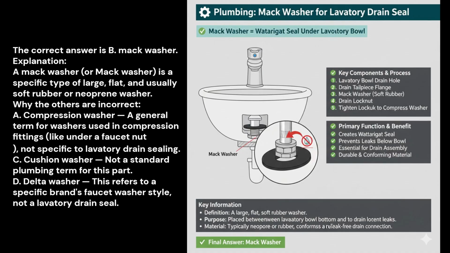Why the others are incorrect? A. Compression washer, a general term for washers used in compression fittings, like under a faucet nut, not specific to lavatory drain sealing. C. Cushion washer, not a standard plumbing term for this part. D. Delta washer, this refers to a specific brand's faucet washer style, not a lavatory drain seal.